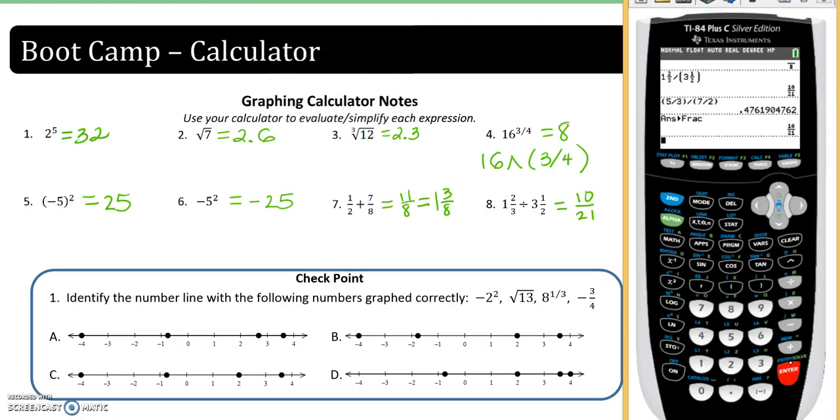Now the video will stop for you to do checkpoint number 1. Restart it when you are finished.